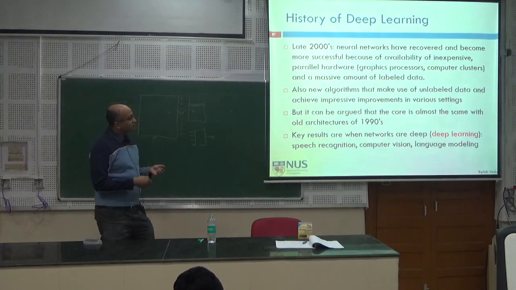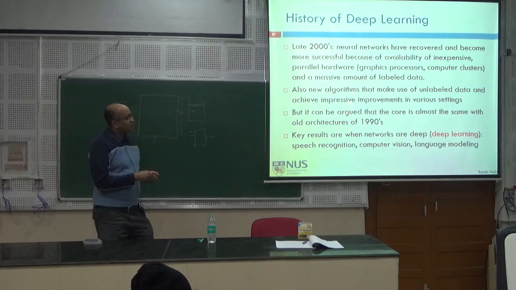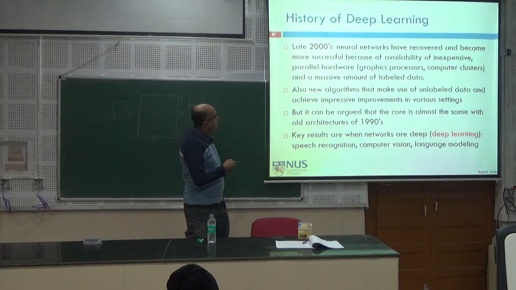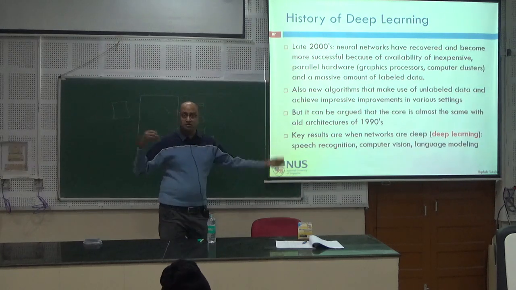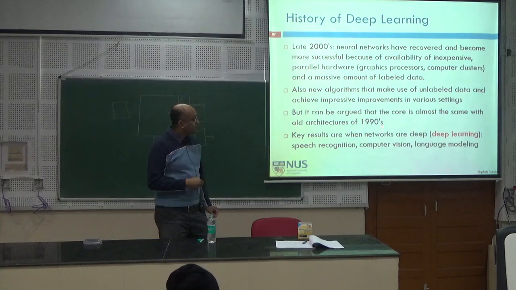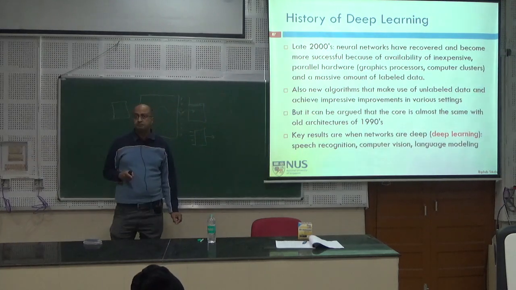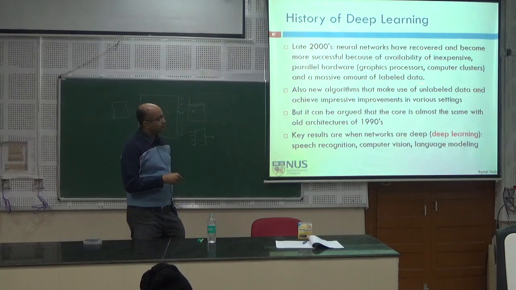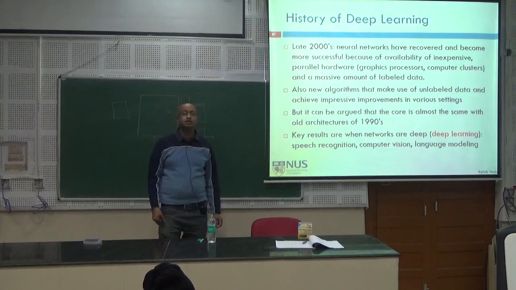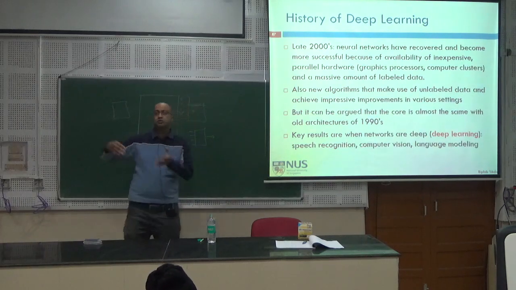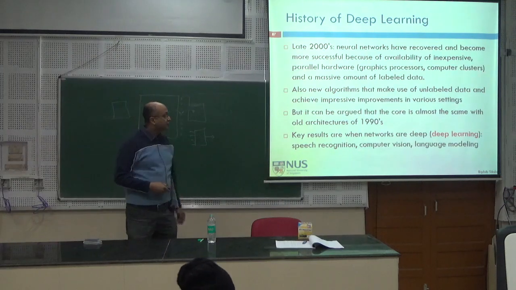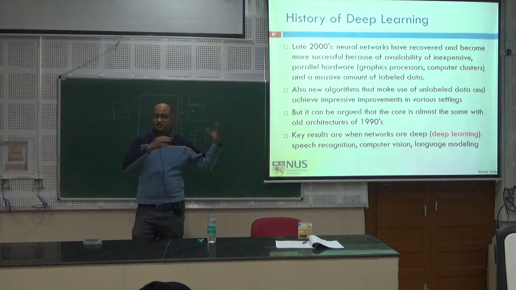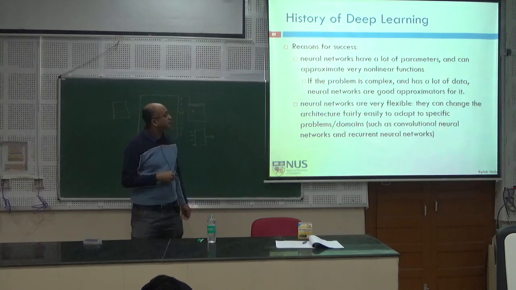And then things happened in the late 2000s. We have more powerful computers now, and we have GPUs and so on, which can do things in parallel and speed it up. And now we have a lot of data which is labeled. Another thing which happened is, now we also have algorithms that can make use of unlabeled data and still work very well. So now we have more and more interest in these things. But one thing is, the architecture at the core is still the same as the neural networks that we have seen before.